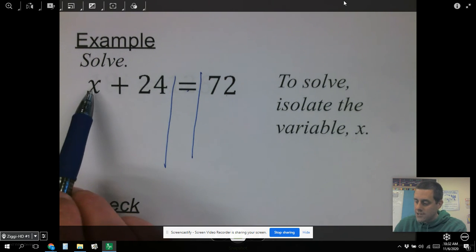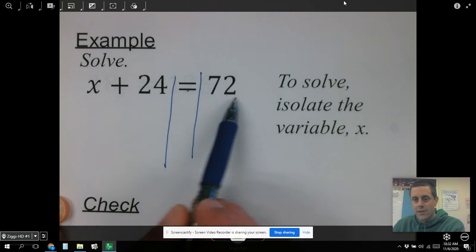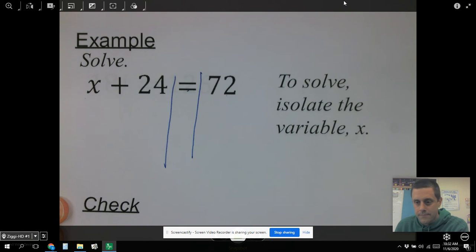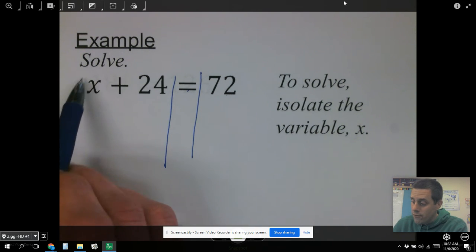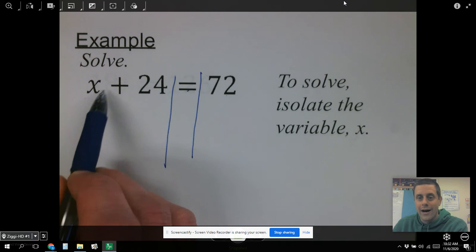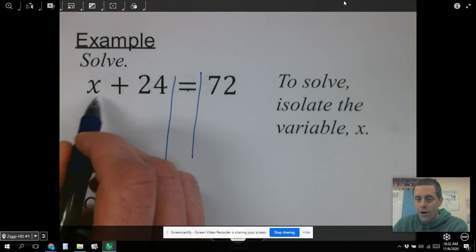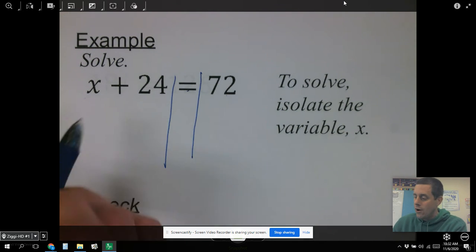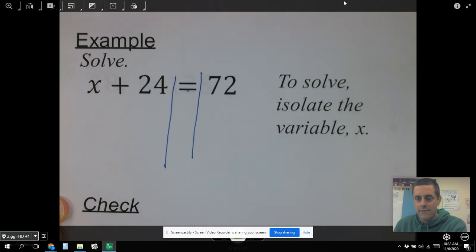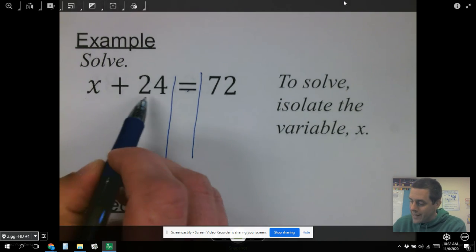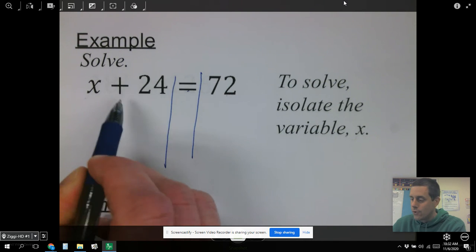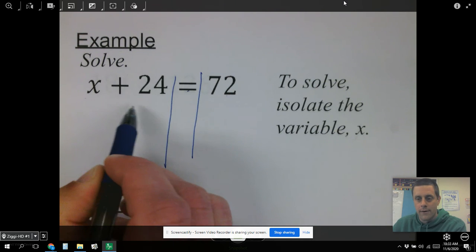What value of x, when added to 24, will give me the same value as 72? Now, to solve for x, we want to isolate this variable. And to isolate means I need it all by itself. I want it to be the only value on the left side of this equation. So in order to do that, I need to get rid of or move this 24.